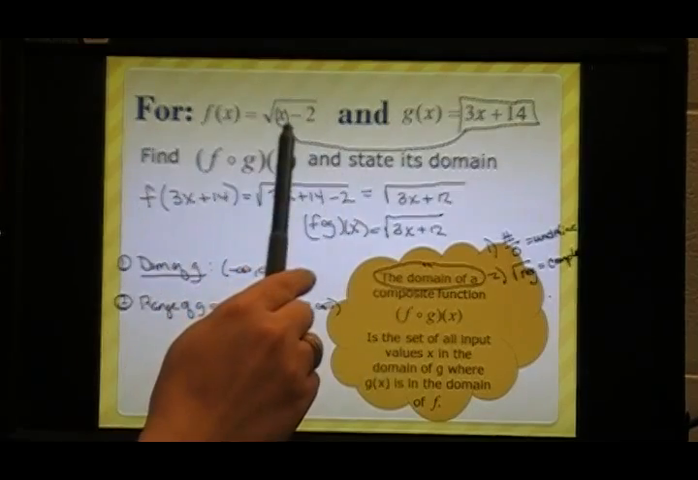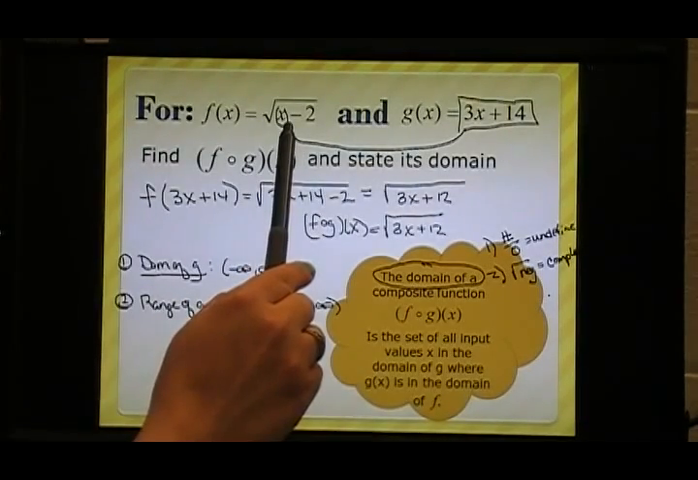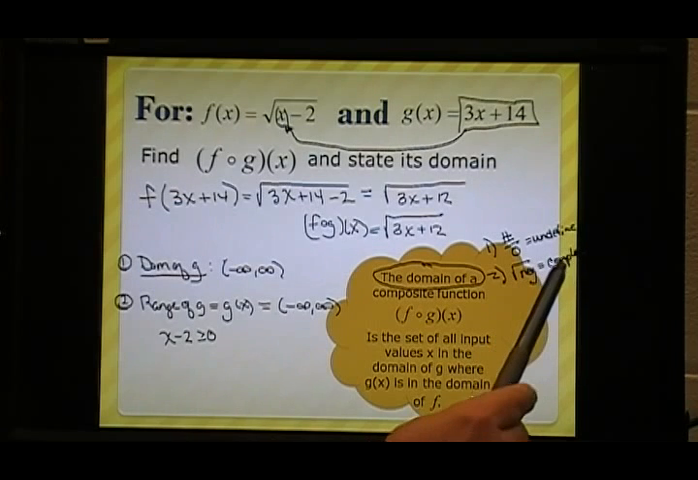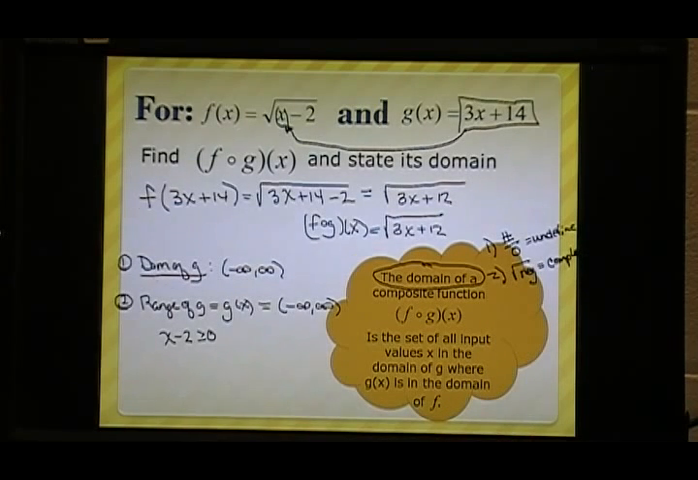So, looking at this, I know x minus 2 has to be greater than or equal to 0, right? It has to be equal to 0 or a positive number, because if it's negative, then the output will be complex. So that means that my inputs, anything I put into f, has to be a number greater than or equal to 2.